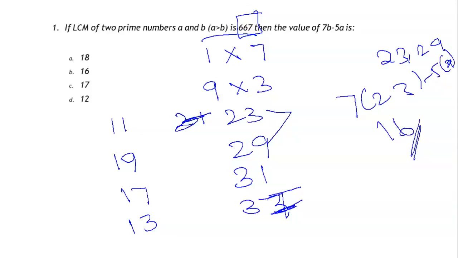No, sir. You want me to do it again? Yes, please. Sir, the question says A must be greater than B. Yeah, A is greater than B. 29 is A and 23 is B. Okay, sir, but they've told 7B minus, so 7 into 25. No problem. Thank you. Good that you asked me this.